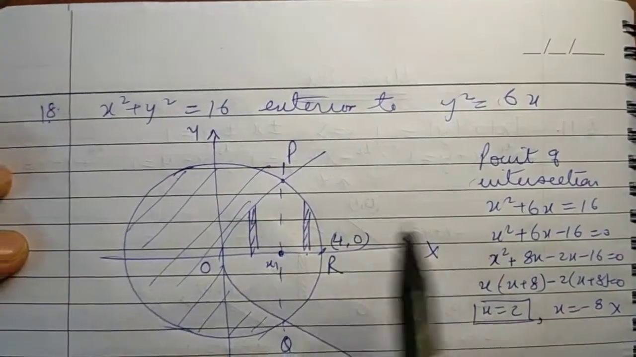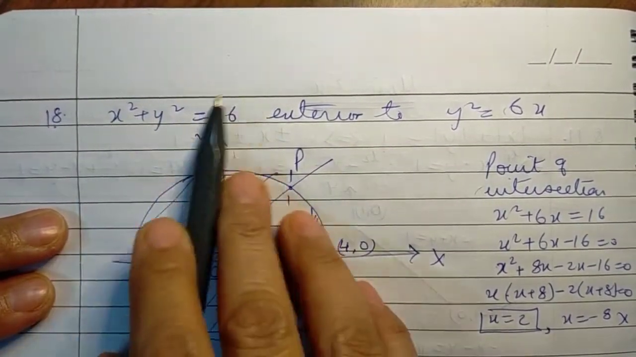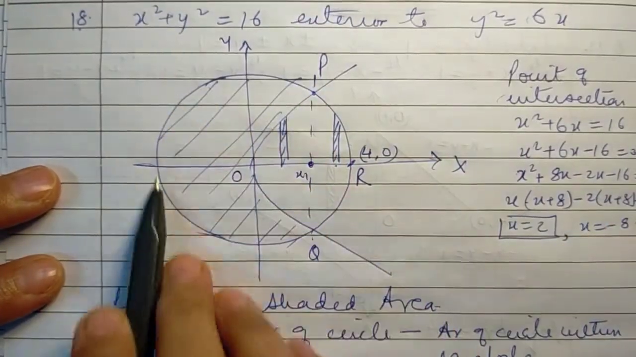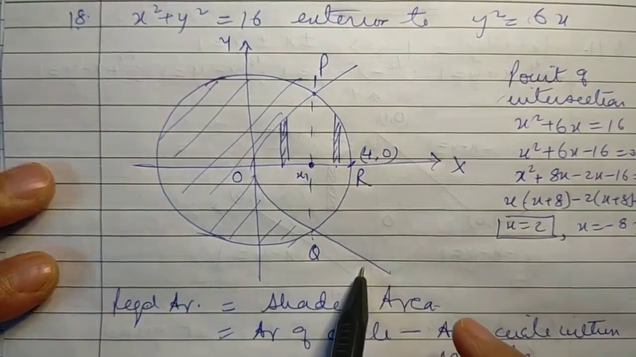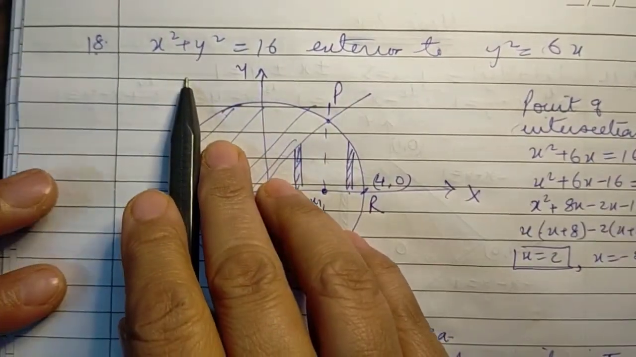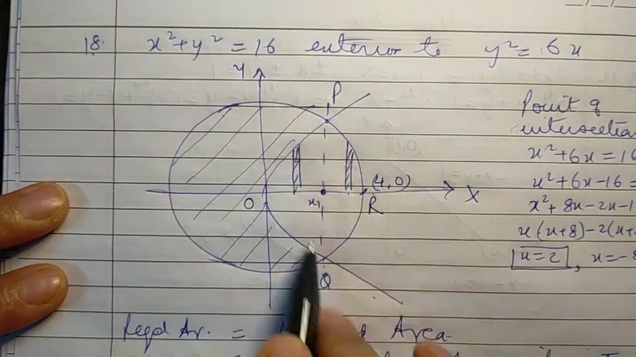Now let's see the next question, question number 18. We have to find the area of the circle which is exterior to the parabola. So let's first draw. The parabola is symmetric about the x-axis and the circle is a circle with center at the origin and radius equal to 4 units. So when we draw, we get something like this.